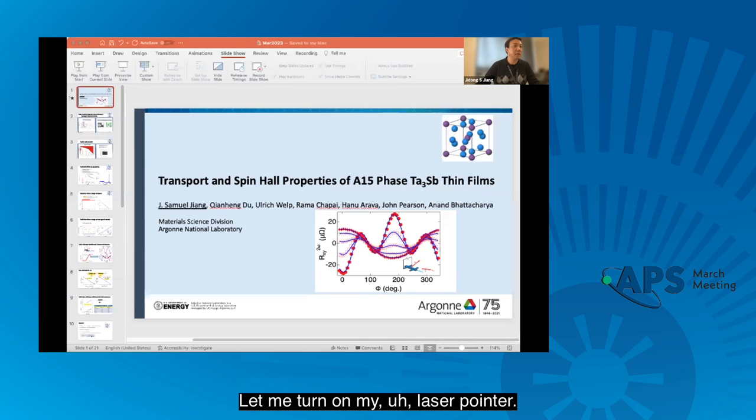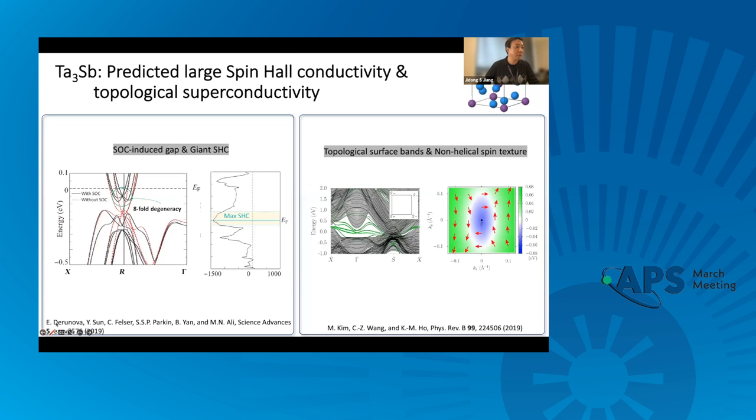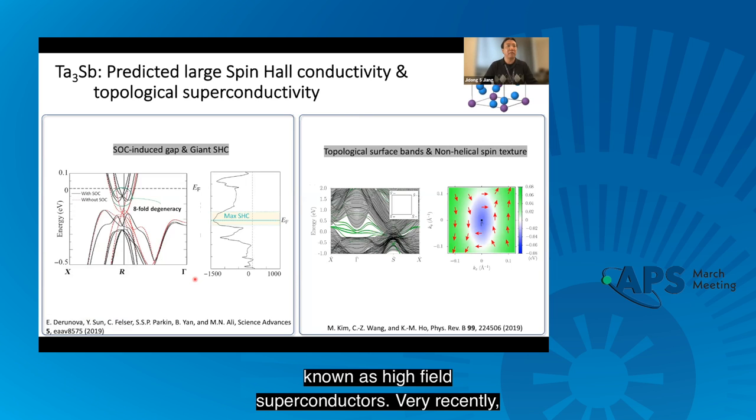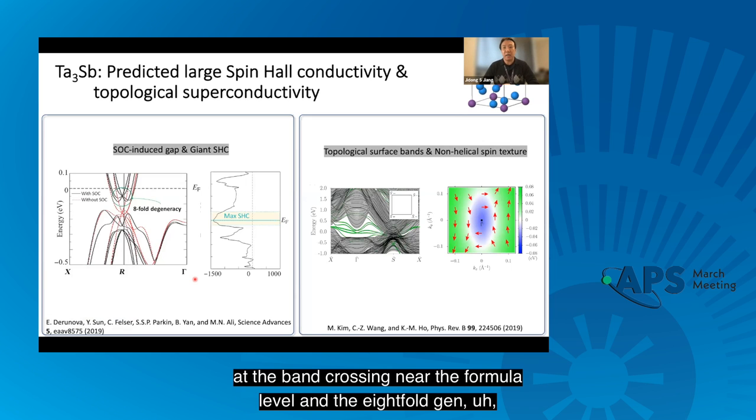Let me turn on my laser pointer. So tantalum antimonide belongs to the family of A15 superconductors that have long been known as high field superconductors. Very recently, it's been predicted to have a giant spin Hall effect because of the spin orbit coupling induced gaps at the band crossing near the Fermi level and the eightfold degeneracy.